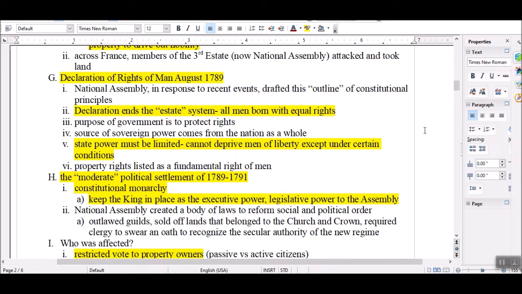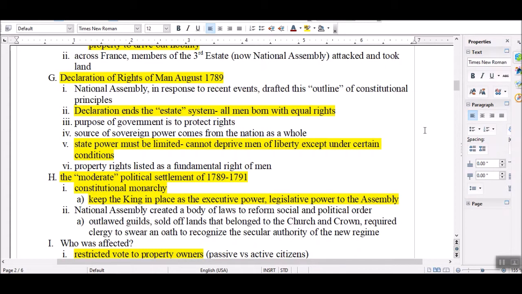Every man born with equal rights. Sorry, ladies. That we are getting rid of the idea of nobility. We are getting rid of the idea of commoners and things like that. The purpose of government is to protect the rights of all men. And the source of sovereign power, pretty much the king's power, comes from everyone within the nation, not just the nobility, as it has been for almost 1,000 years at this point.